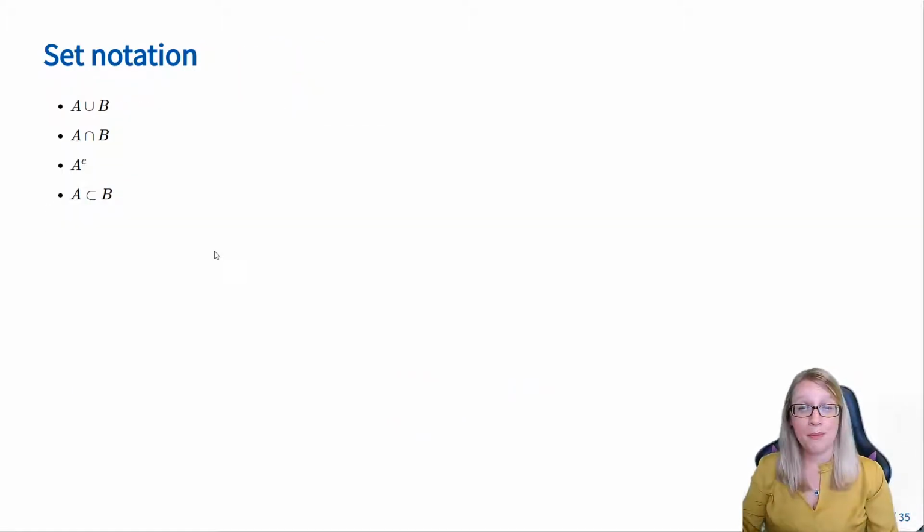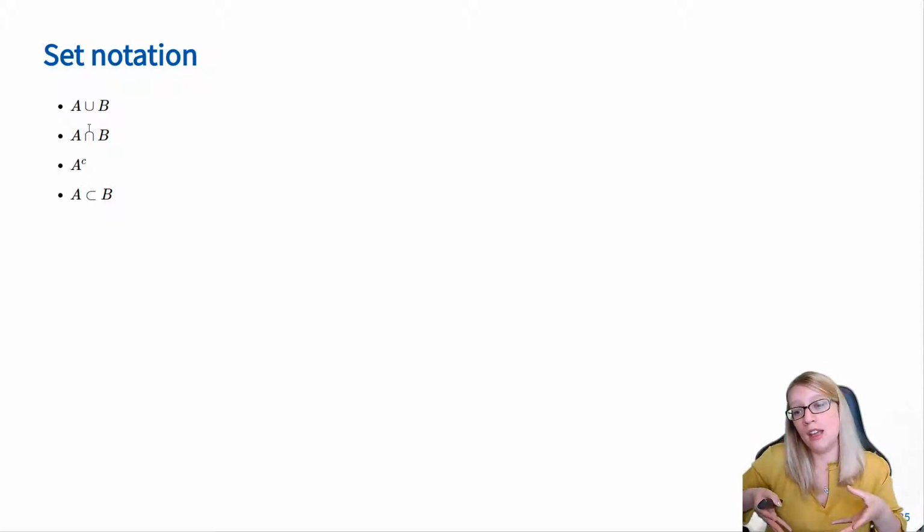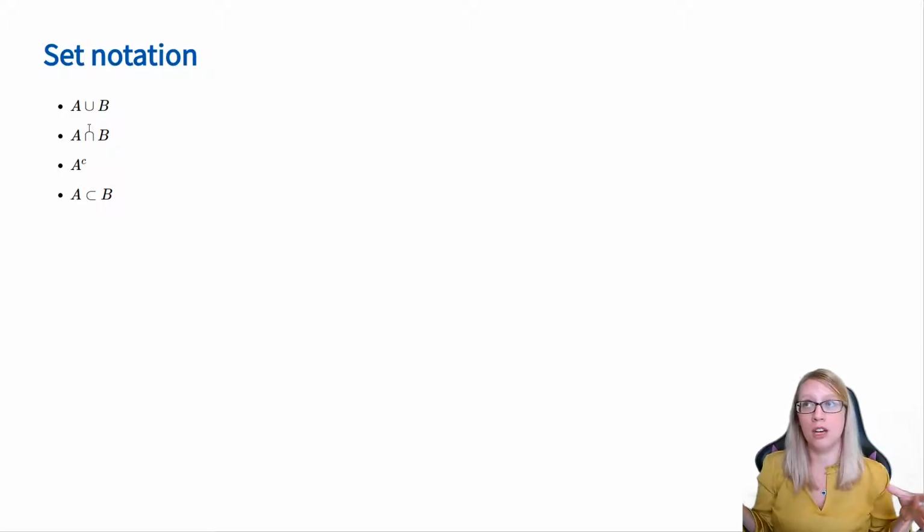The next thing I want to talk about is set notation. So how do we represent events overlapping? How do we think about things happening at the same time? There's 4 major symbols that I'll use in this class to help represent different set events. The first here is this union sign. So A union B represents the event that A or B, or both of them, occur. So that is the full union of the 2.